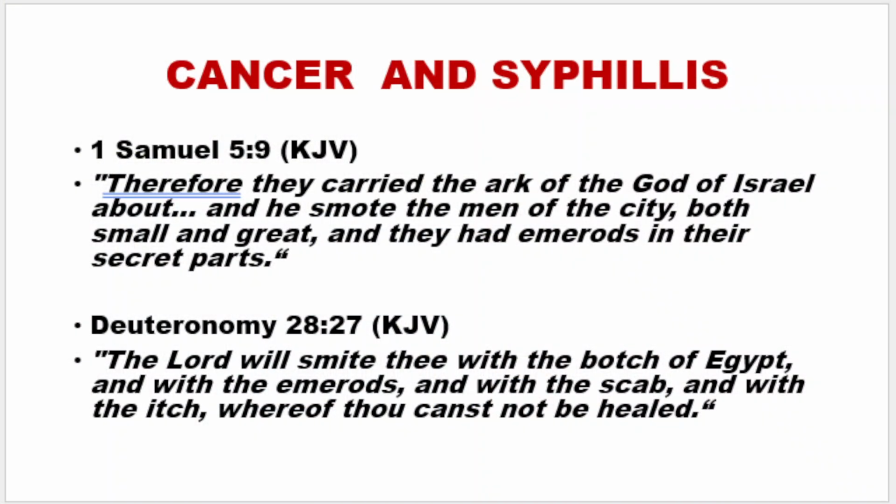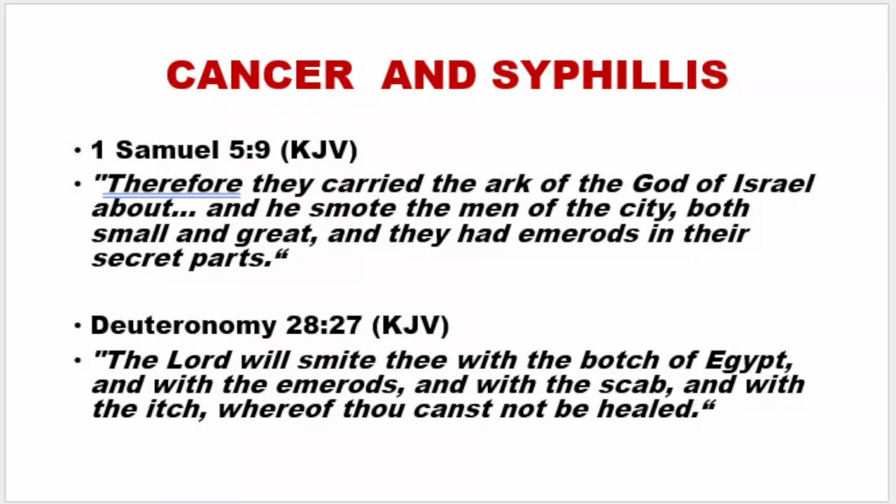In one case, in 1 Samuel 5, verse 9, we are told, therefore they carried the ark of God of Israel about. So the Philistines took the ark of God and hid it. So God smote the city. Men, small and great, were hit with emerods, and the emerods occurred in the secret parts. So this was a cancerous tumor that started in the secret parts, and they continued to hide it as long as it was not big enough, until it could not be hidden anymore. So that is the time they realized we need to let out the ark of God back to Jerusalem.